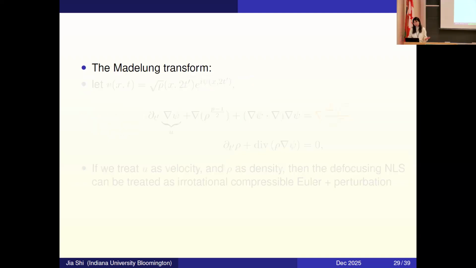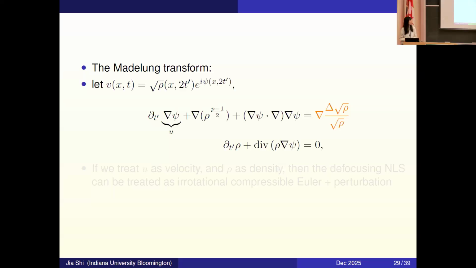So the way to connect this Schrodinger equation and the compressible Euler is through this standard modulus transform. So the V is a complex function. You write it in the modulus and angle. And the modulus is the square root of density. And the gradient of the angle is velocity.